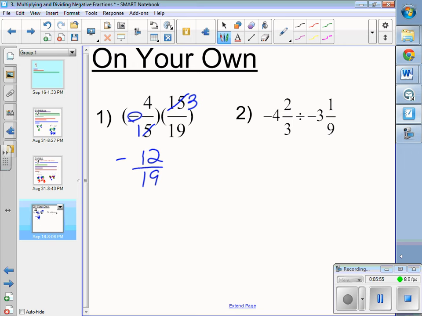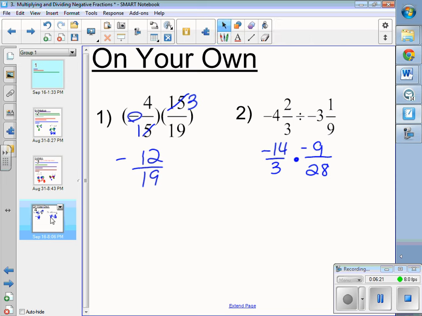This last one, we've got -4 times 3 plus 2, which is -14/3. The division becomes multiplication. We're going to flip it, so I put the 9 on top first. It is negative, so make sure that negative goes in there. 3 times 9 plus 1 is 28.